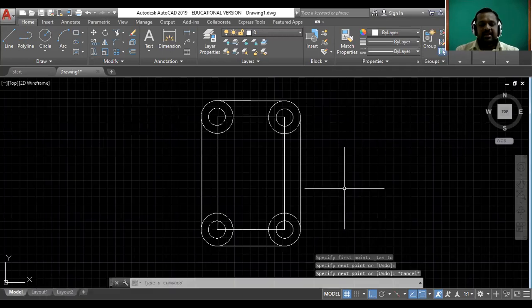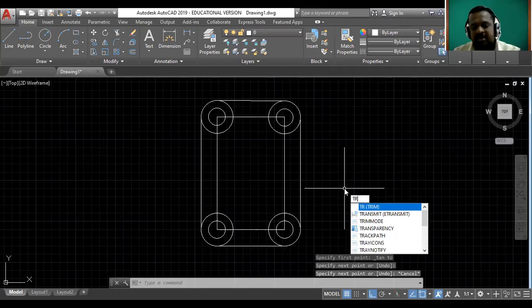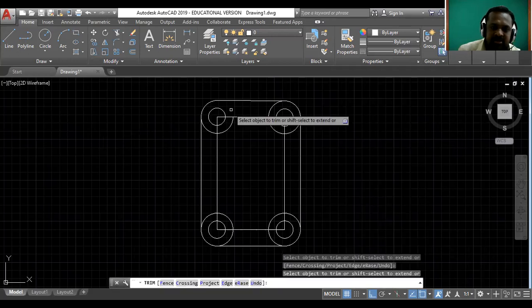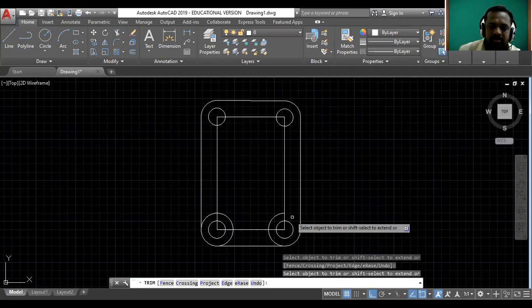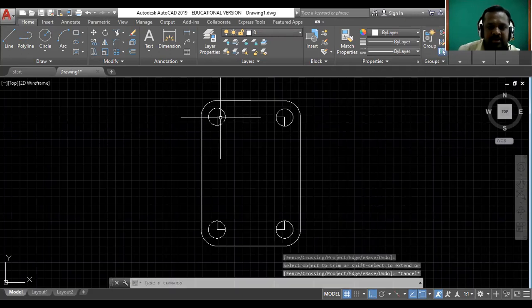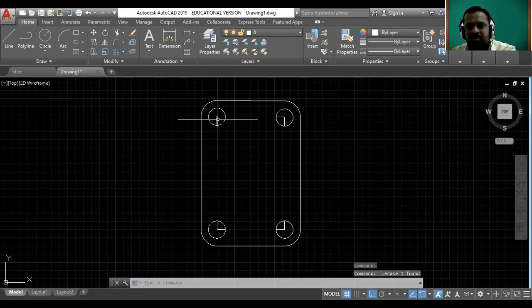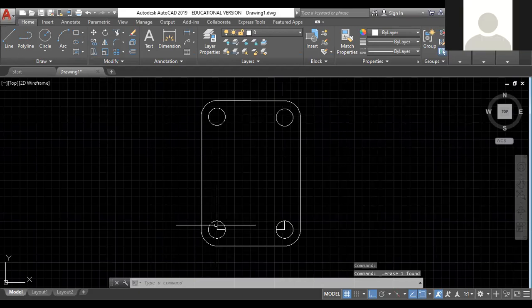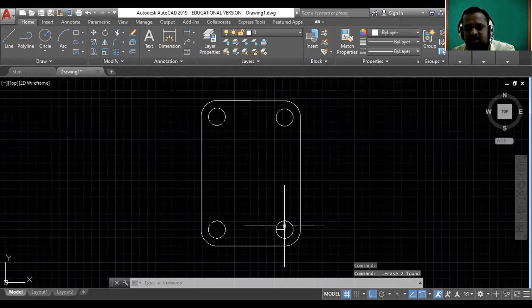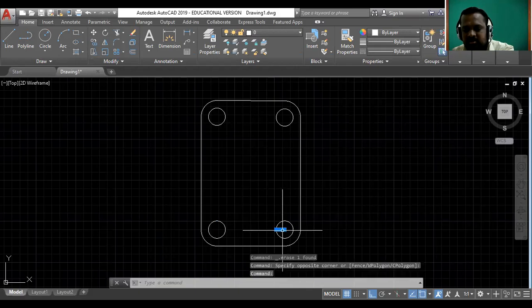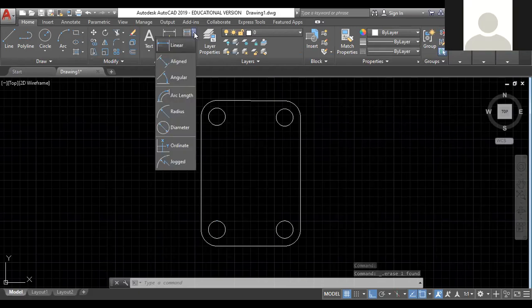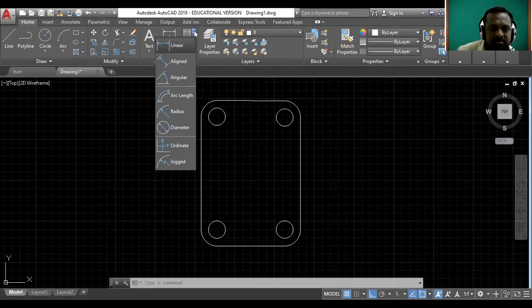Okay. And then we have to trim the unwanted portion. Just type TR, double enter, and select the unwanted portion. Okay, so it is correct. Yes, good. And then finally, we have to go to the dimension so that all the parts are dimensioned. Center line, okay, we'll also discuss about that. No problem.